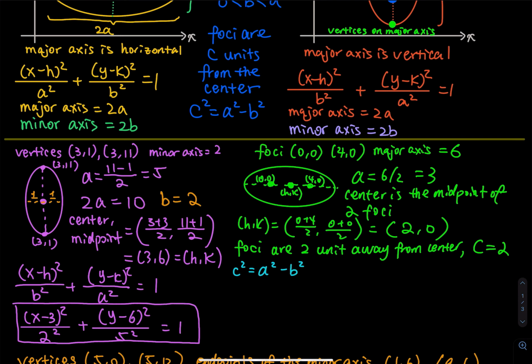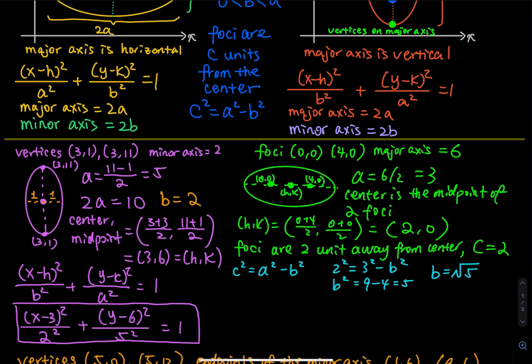You know a and you know c. And then we have 2 squared equals 3 squared minus b squared. And then b squared is equal to 9 minus 4 equals 5, and then b is equal to the square root of 5, and then 2b, which is 2 root 5, is the length of the minor axis, but you don't need to specify that.